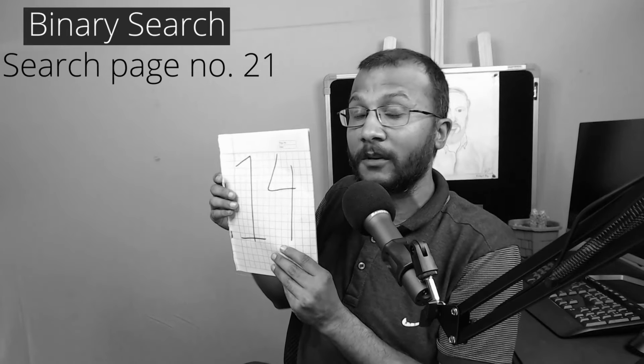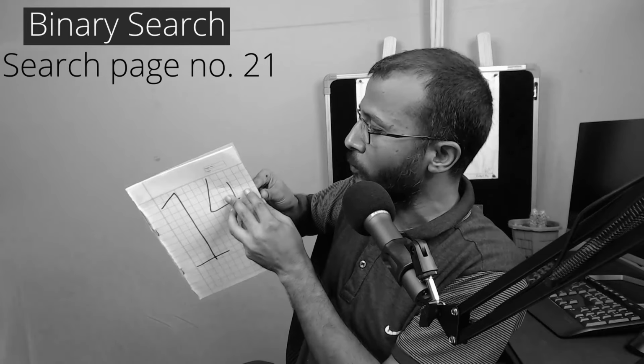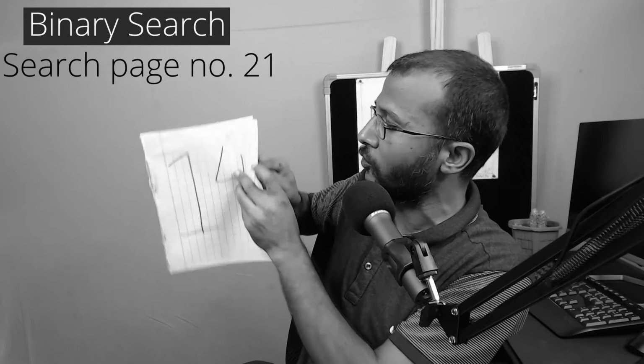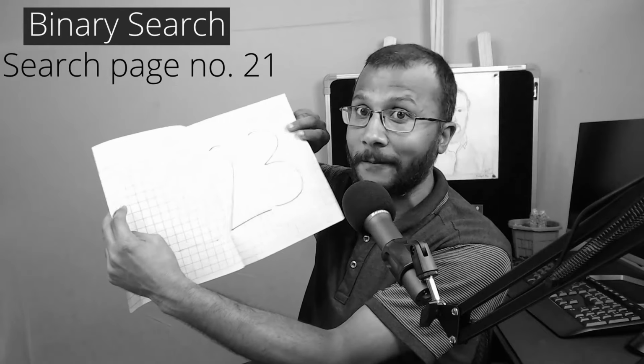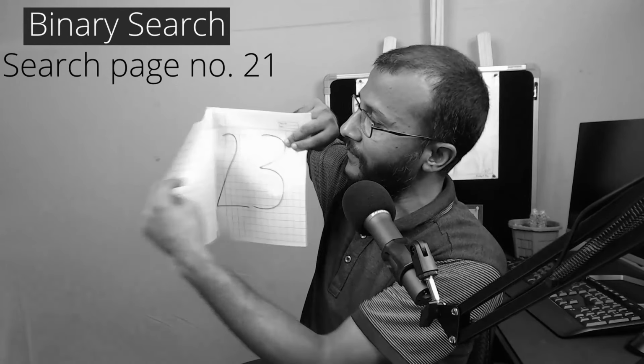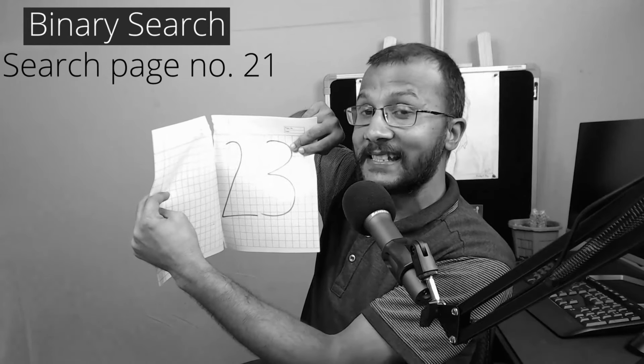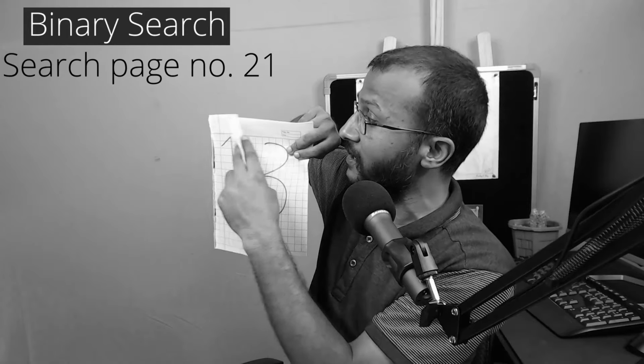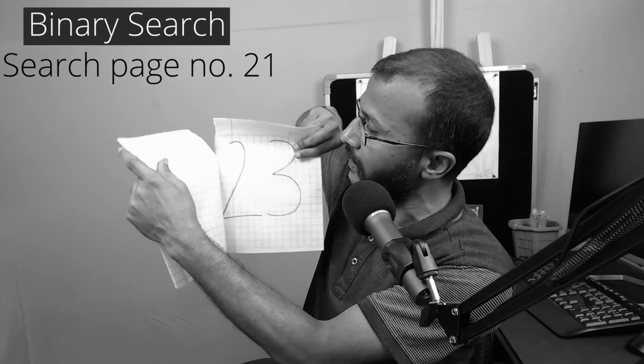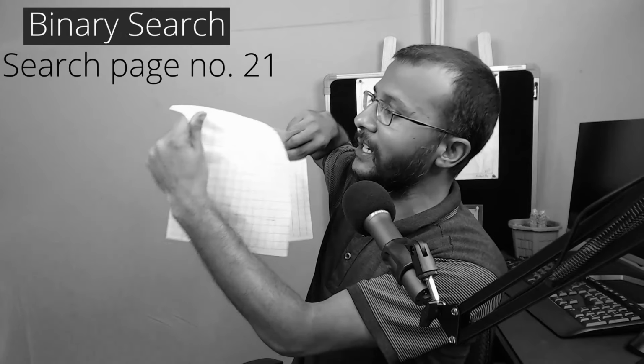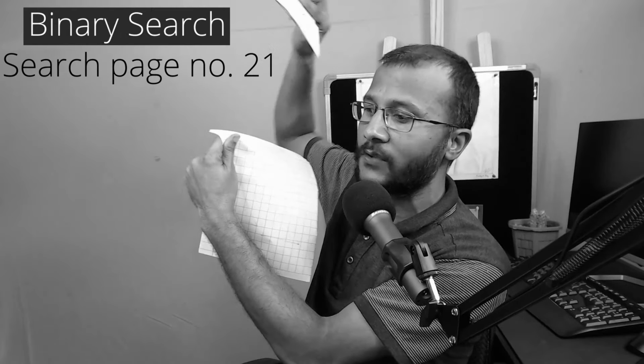I'm searching for page number 21. So I divide this book into two parts. I reach page number 23. So this is the right hand side and this is the left hand side. Now 21 is less than 23, so 21 must occur in the left hand side of this book. So I tear this at the middle. So 21 is here, so I do not need this part, so I throw this off.